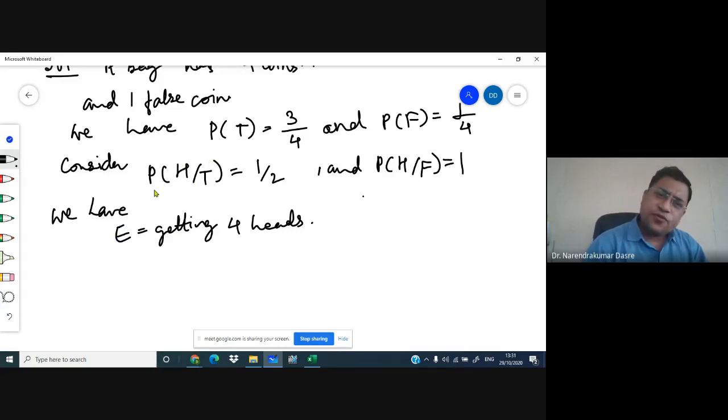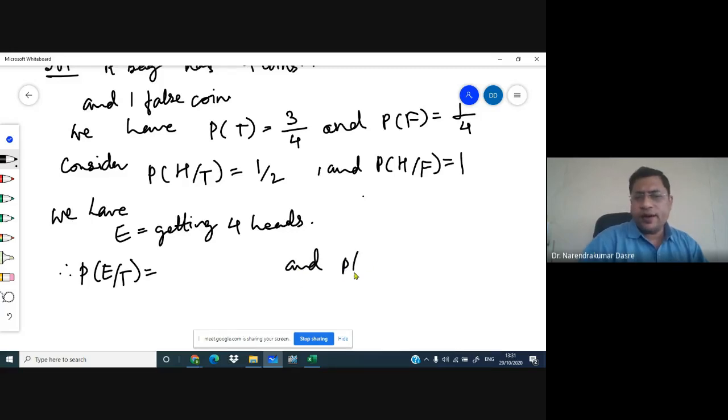Now what are the chances that if I use the true coin, I'll get 4 heads? So the probability that I'll get 4 heads when I use the true coin, and the probability that I'll get 4 heads when I use the false coin. Think over this. We are tossing a coin 4 times, so you can think of the sample space of this experiment. How many elements will you have if I toss a coin 4 times?